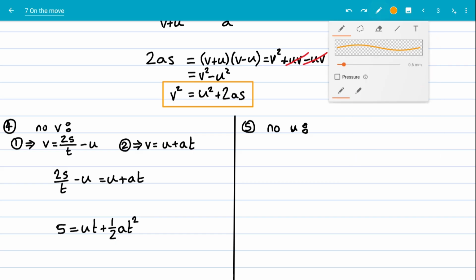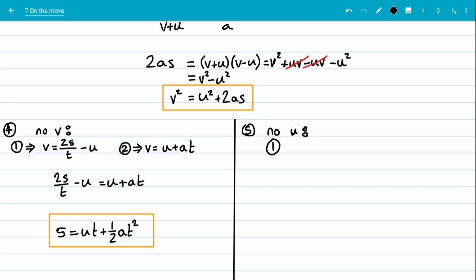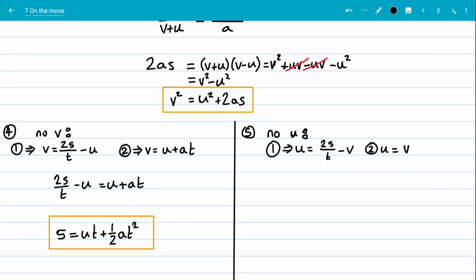That is the third, as it usually is listed, but I'm going to call it the fourth of the suvat equations. But there is a fifth one that you'll use in A-level mathematics, which is no more difficult to derive than the fourth one. You're just going to do exactly the same thing. So u is going to be the subject now instead. And so that's going to be 2s divided by t minus v. And equation 2 is going to be v minus at. And then you combine them.